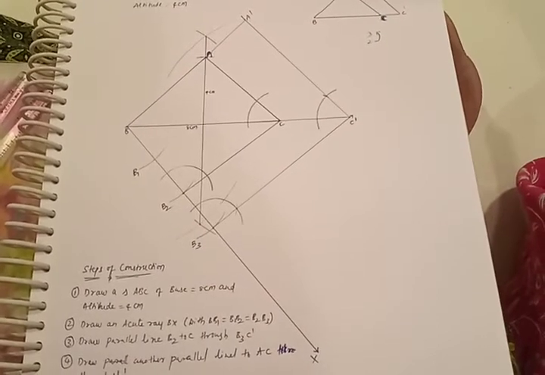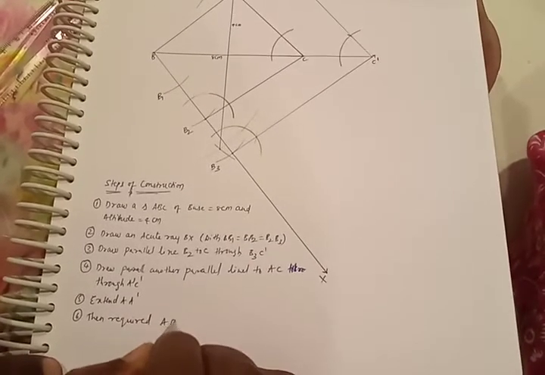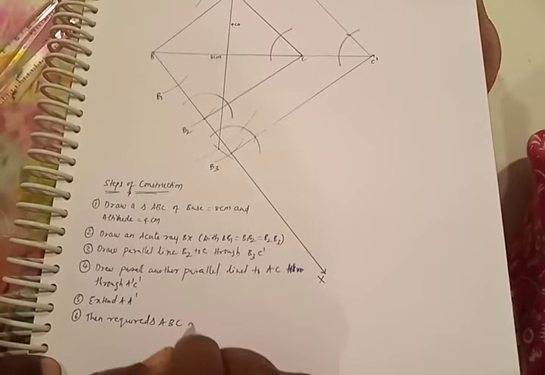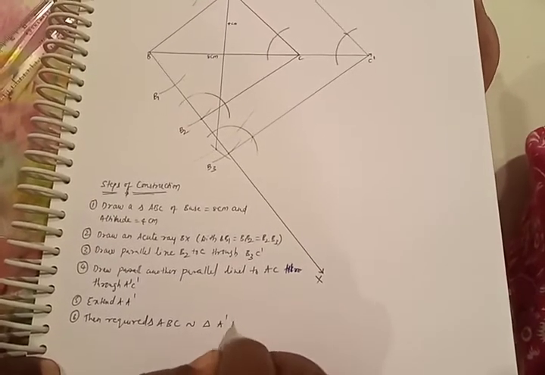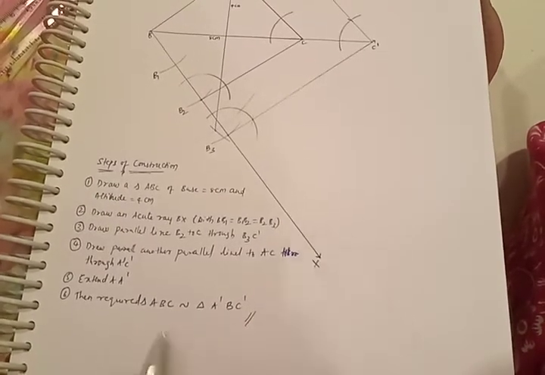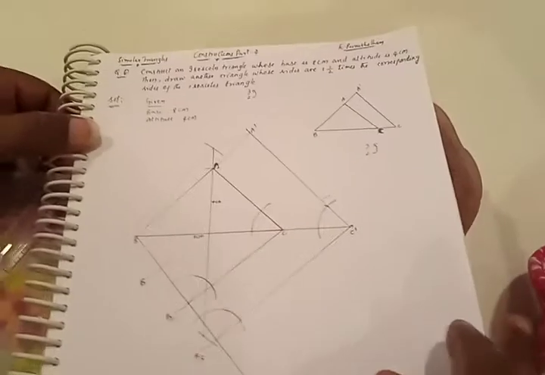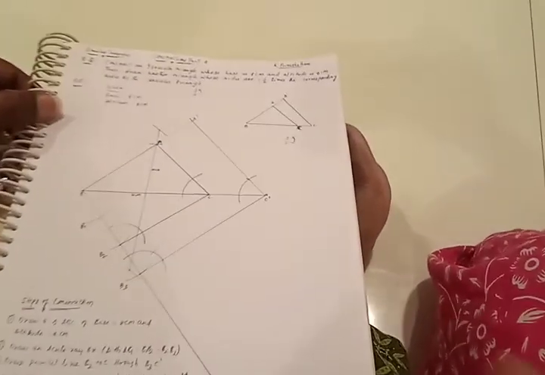Next, sixth one, then the required triangle ABC is similar to triangle A dash B C dash. That's it. So our constructions of similar triangles have been completed.